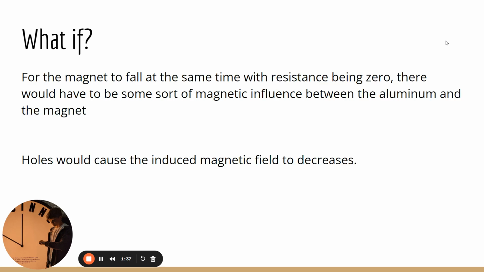So what if the resistance was totally zero? For the magnet to fall at the same time with resistance being zero, there would have to be some sort of magnetic influence between the aluminum and the magnet, or the electric field induced into the aluminum foil would have to be greater, and this would alter the magnetic fields, or the magnet's ability to fall, since the induced magnetic field would pull it in the opposite direction to gravity. And if the aluminum foil had holes in it, then the holes would cause the induced magnetic field to overall decrease, and the magnet would overall fall faster.